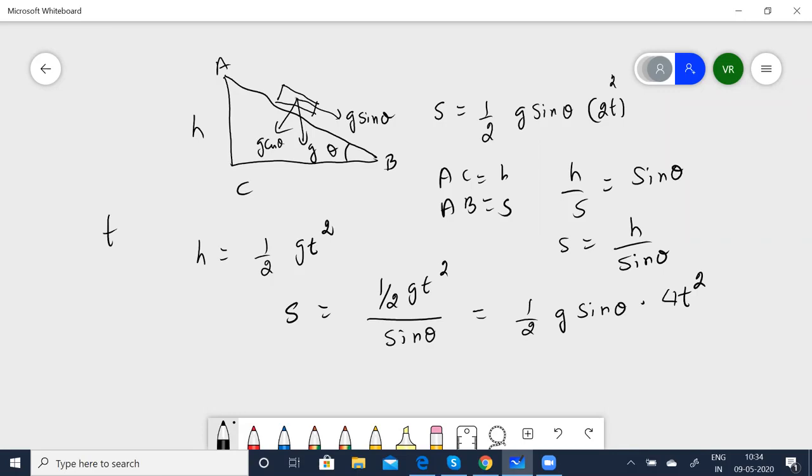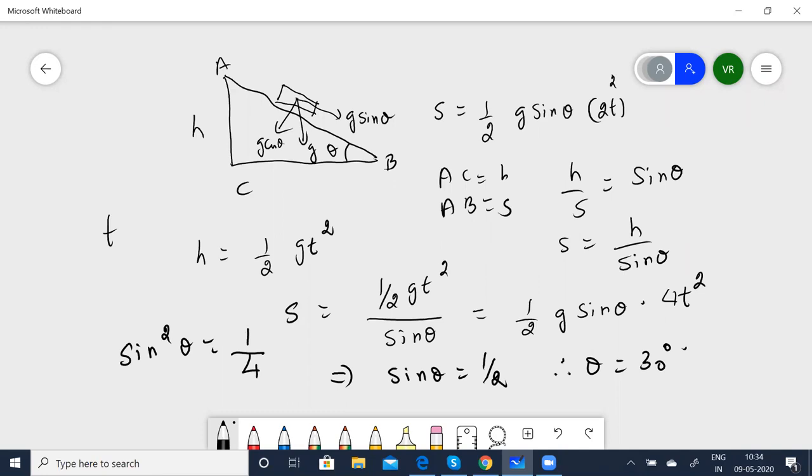So from this, you can see that sin squared theta is equal to 1 by 4. We substituted for S and found out S square. Sin squared theta is going to be 1 by 4, or this implies sin theta is equal to half. Therefore, theta should be equal to 30 degrees. Is that clear? I am quickly doing the simplification part.